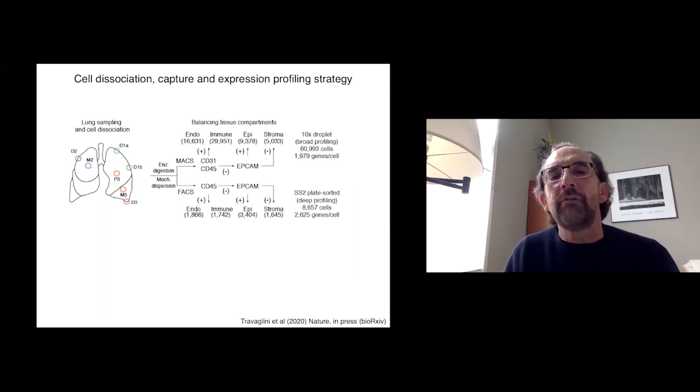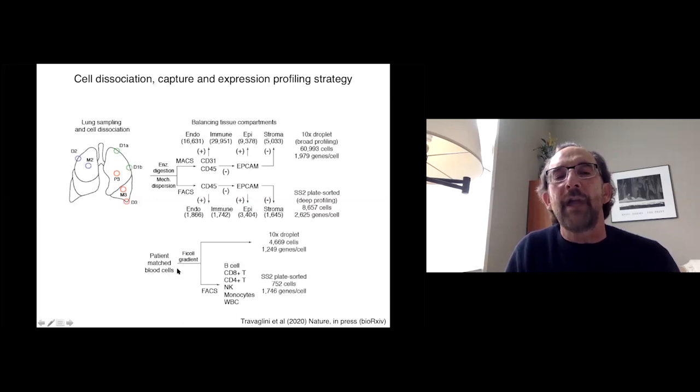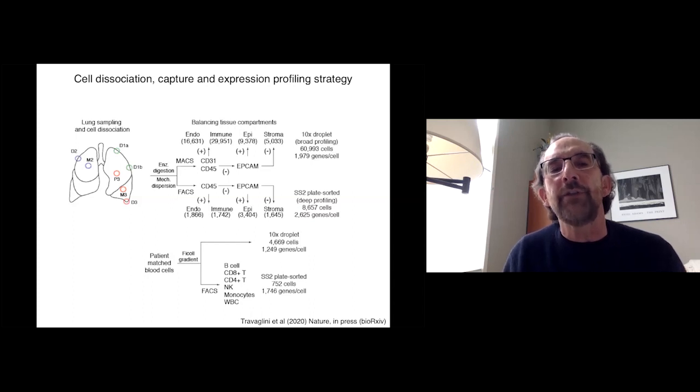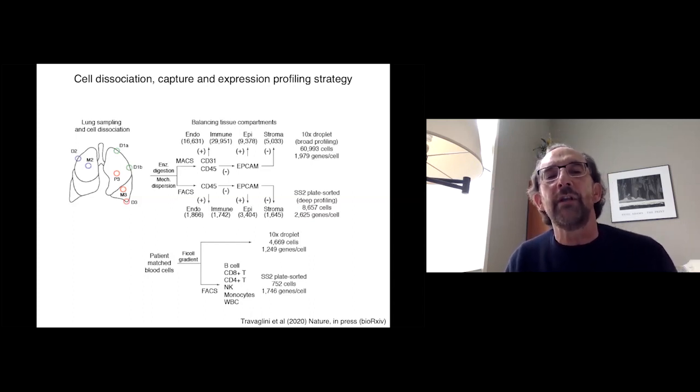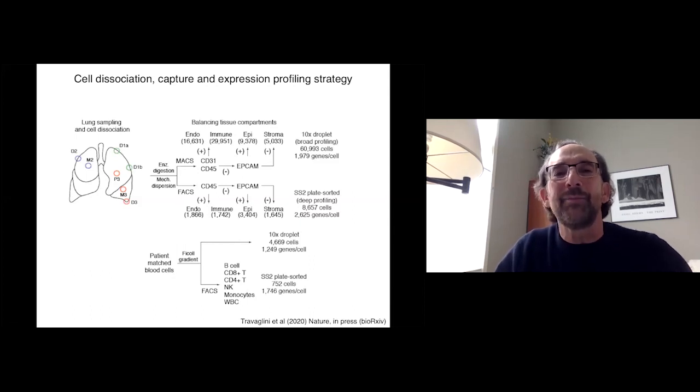Now, in parallel to these lung samples, we did something very similar to the blood samples from each of the 3 patients. So we had patient-matched blood, and we did 10x droplet-based sequencing and SMART-Seq2 plate-sorted sequencing on those samples as well. And in addition, as I mentioned, each of these patients had a focal lung tumor. It was a therapeutic lobectomy. And we did similar analyses of the tumor-associated samples, but I'm not going to talk about those today. I'll talk about those at another Cell Atlas meeting.